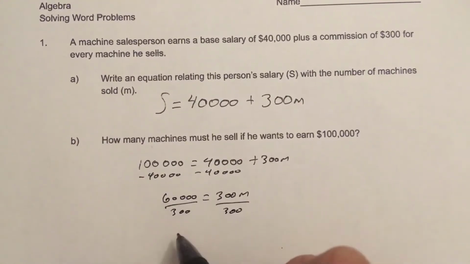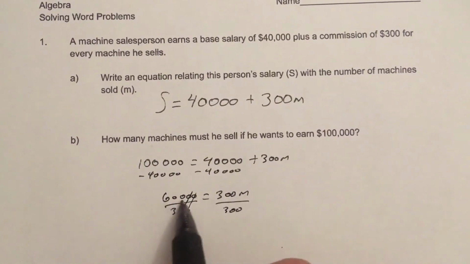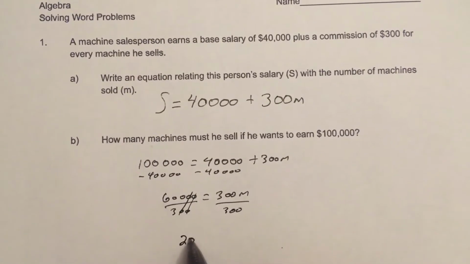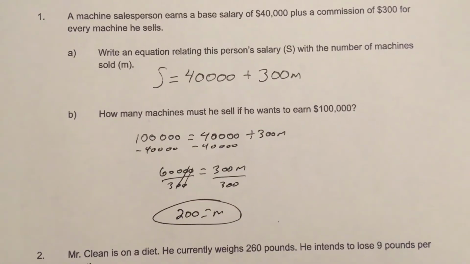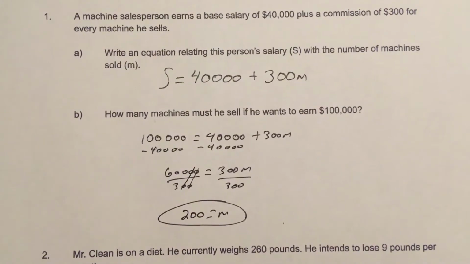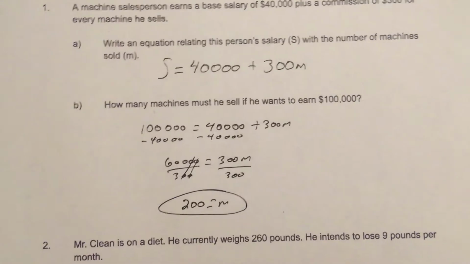When you do this, one little trick you can do is drop these zeros. It's divided by 10 there, so now it's 600 divided by 3, which would be 200. So if he sells 200 machines, he'll make $100,000. Don't know how easy that is, but that's what the math says. All right, so hopefully that felt pretty good there.